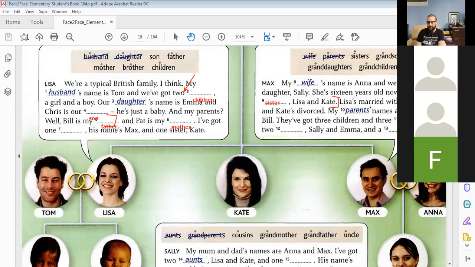Lisa's married with two kids, and Kate's divorced. Yes, my parents' names are Pat and Bill. They've got three children and three grandchildren, two granddaughters, Sally and Emma, and a grandson, Chris. Nice, very good. So three children and three grandchildren. And then it says two granddaughters and one grandson. Very nice.